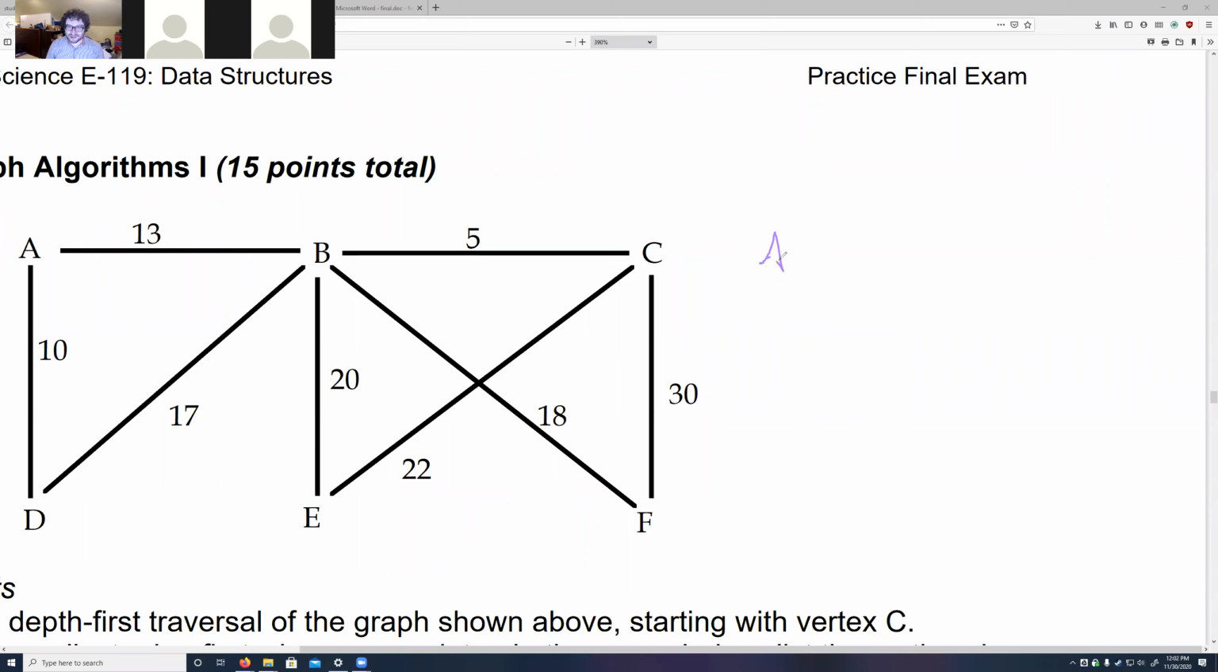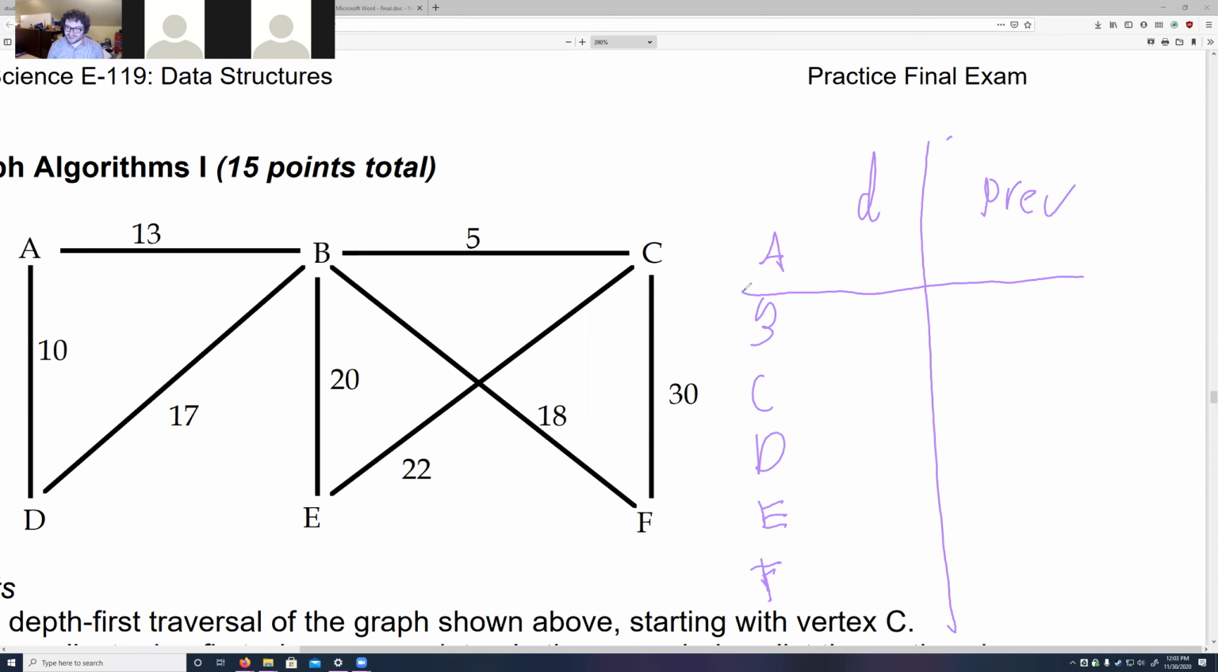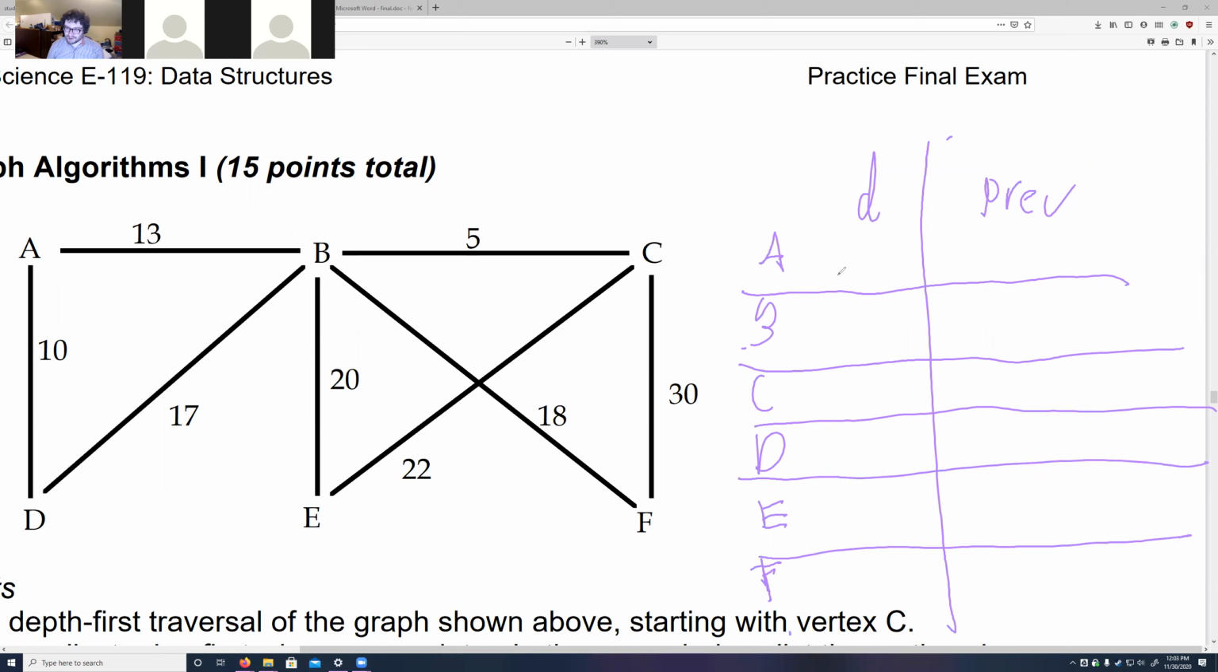All right, so let's list our nodes: A, B, C, D, E, and F. Okay. So next, the important thing we need to know is the distance to the node and the previous node. So those are our nodes. And then I will have a check mark over here for whether or not they are done. Done, distance.